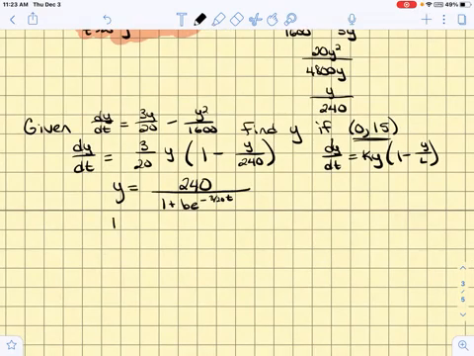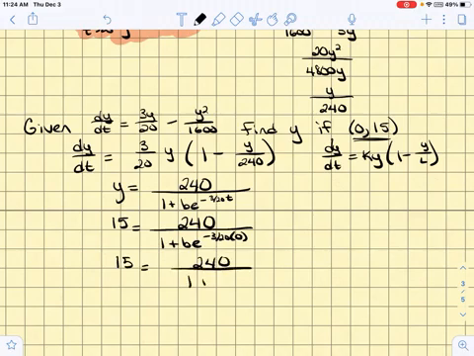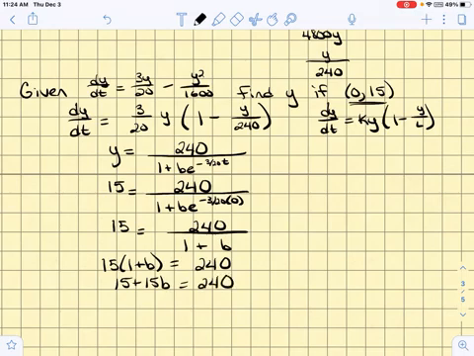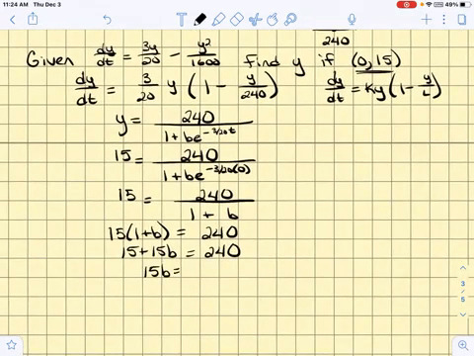So let's do that. Population is 15, and then time is 0. e to the negative 3/20 times 0 is e to the 0, and e to the 0 is 1. So we end up with 15 equals 240 over 1 plus b. I'm trying to solve for b, so if I multiply 1 plus b over to the other side of the equation, I get 15 plus 15b equals 240. And I know that 15b is 225, so b is 15.